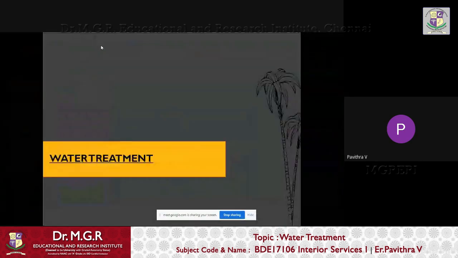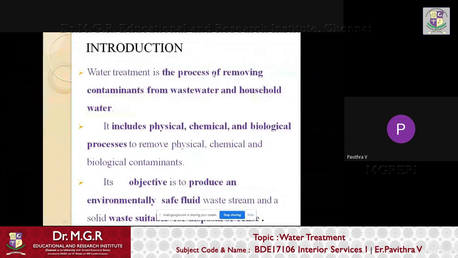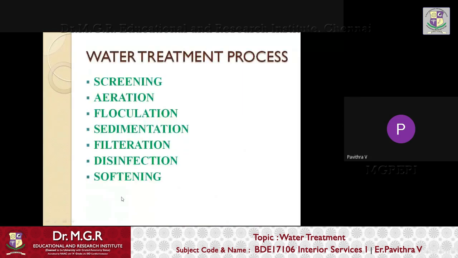So this is the water treatment process we had seen. Water treatment is a process of removing the contaminants from wastewater and household water. It includes physical, chemical, and biological processes. So we are going to remove all the impurities from the water and get clear water. So these are the different treatment processes.